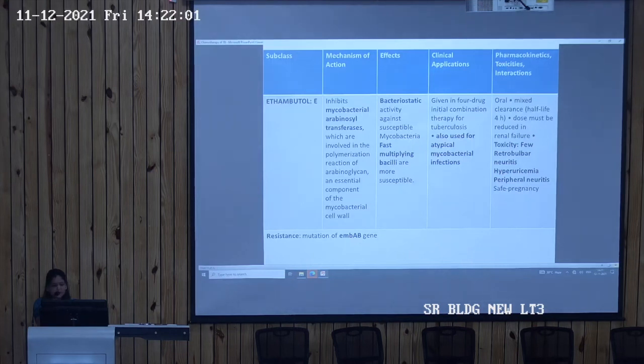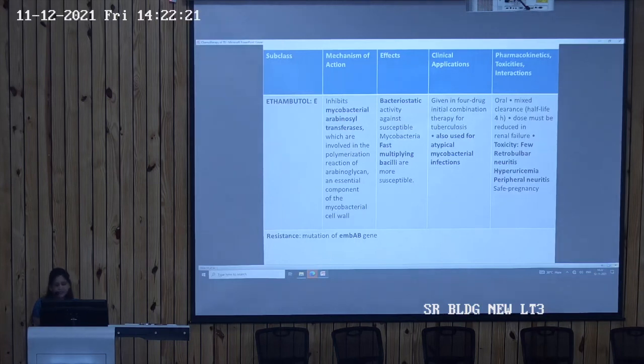So what is the main toxicity with ethambutol? Again, retrobulbar neuritis, peripheral neuritis and hyperuricemia. Hyperuricemia और किसमें हो रहा था? Pyrazinamide. ठीक है, pyrazinamide की जैसे इसमें भी hyperuricemia होता है, but it is a safe drug in pregnancy.